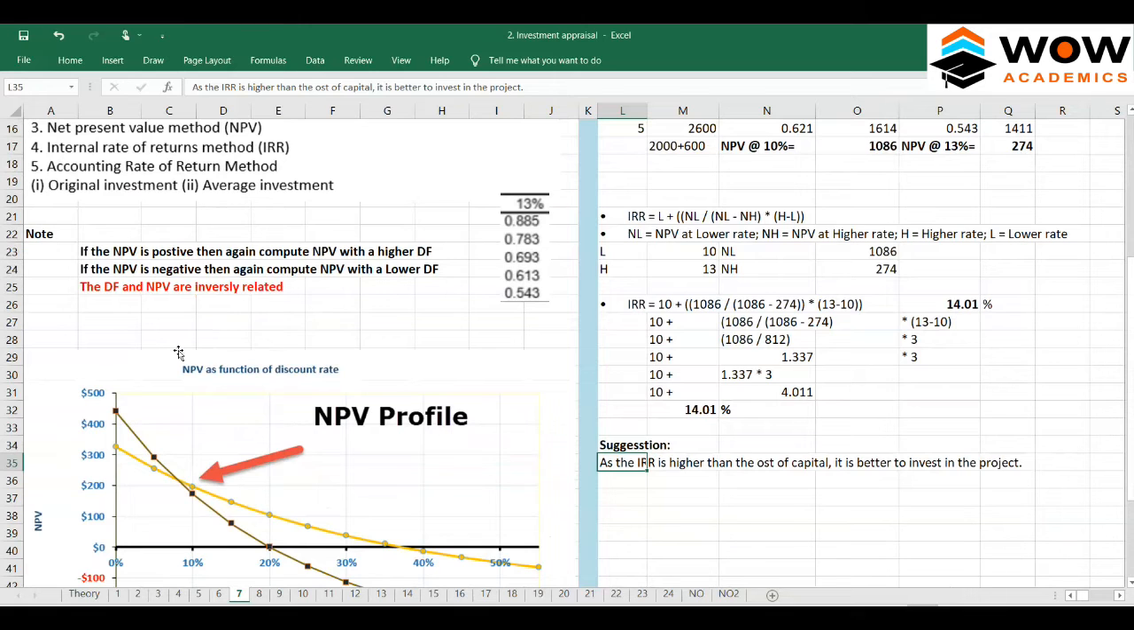So we'll again go to our discussion. What is IRR? IRR is the discount factor at which NPV equals 0. What does it mean? It means if you use the IRR as a discount factor, the NPV answer will become 0.